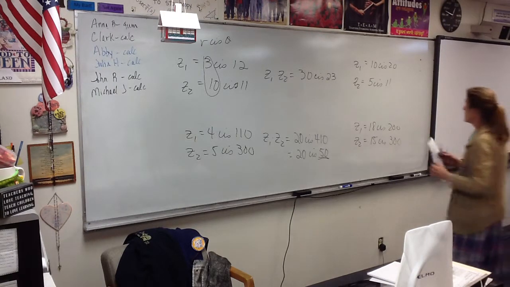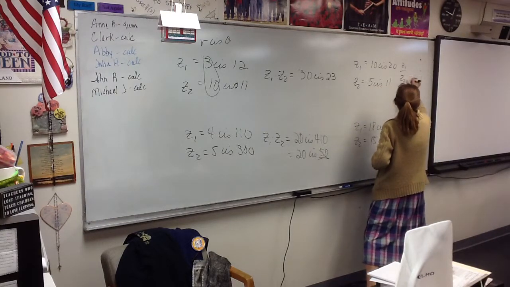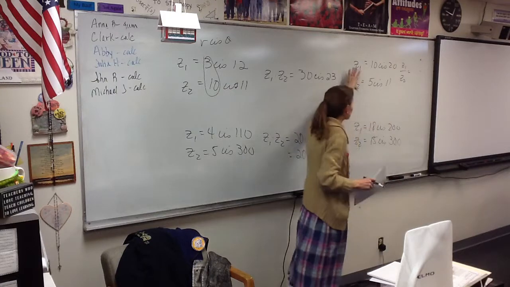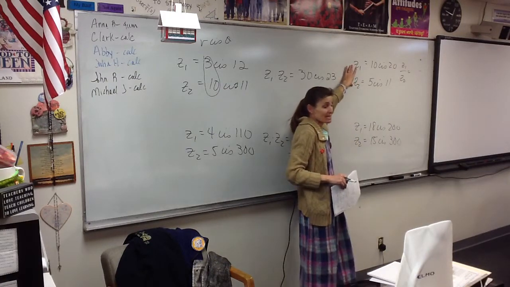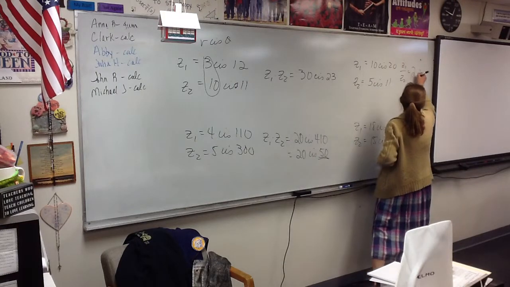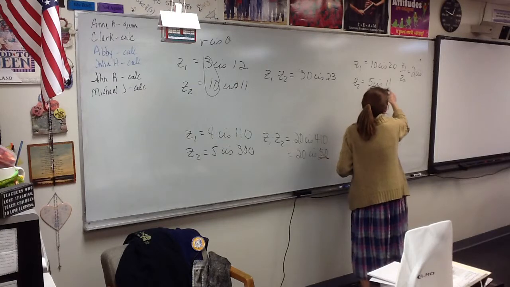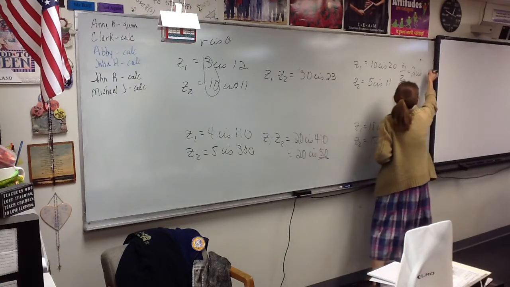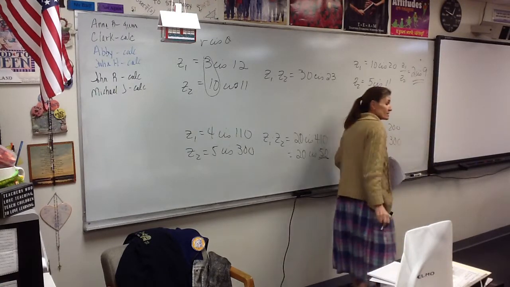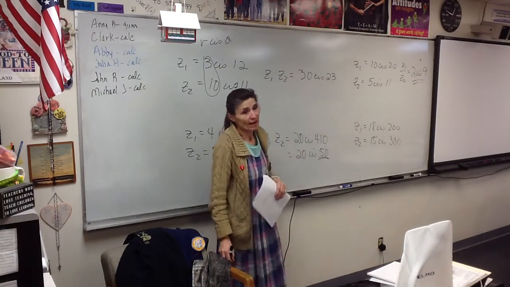Now, anybody want to take a wild guess? This is a division problem. Anybody want to take a wild guess how we might divide these? Jabria. We would divide the r's and subtract the thetas. So your answer will be 2 CIS 9. Bingo, correct answer. We divide the r's, subtracting the angles.